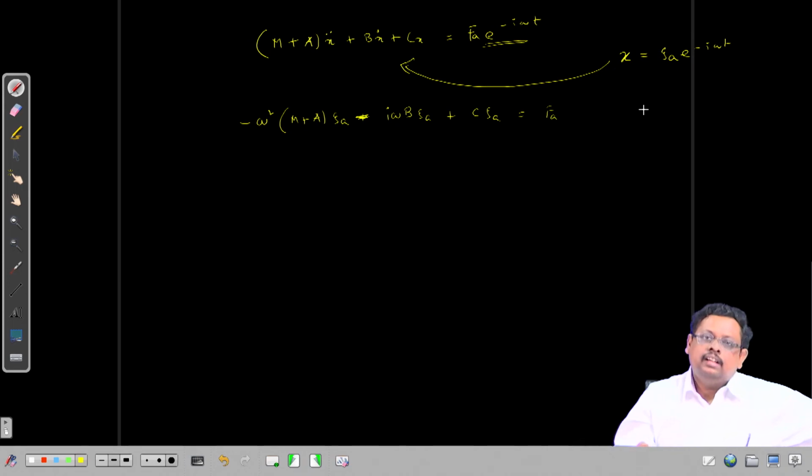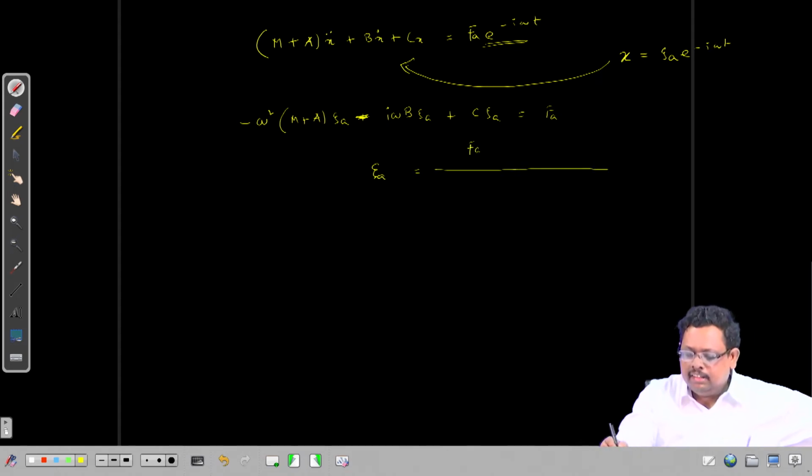Now, you see here the solution is a little bit straightforward from this expression, because you can take xi equal to this f a divided by the whole thing, which is minus omega square into m plus a, and then minus I omega into b, and then plus c, right.